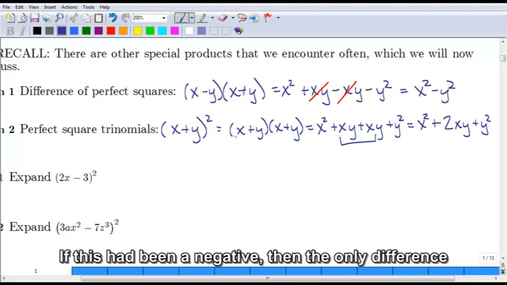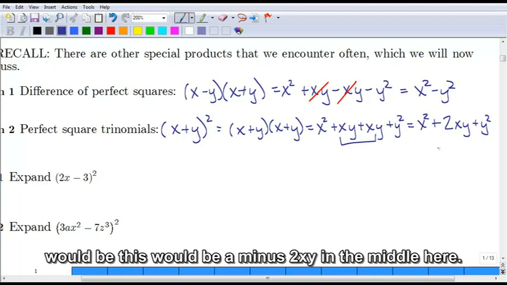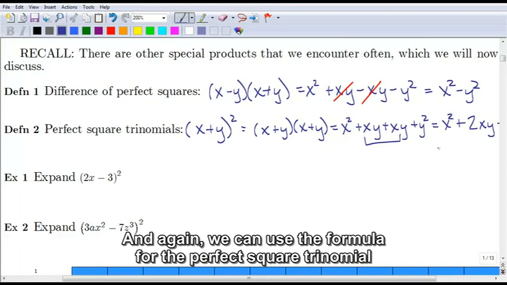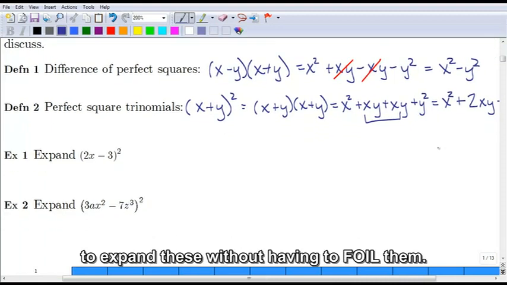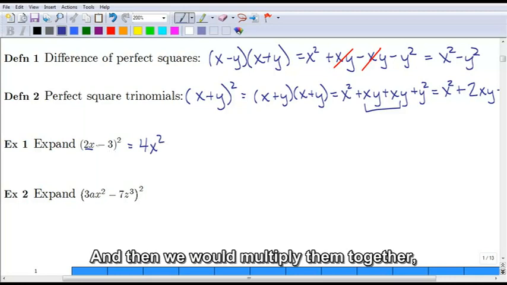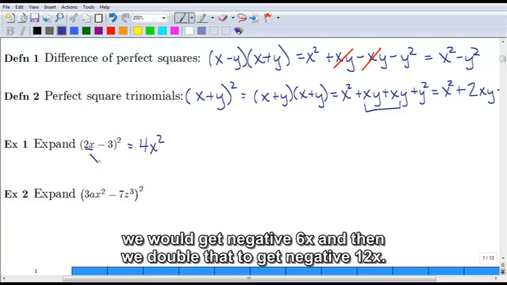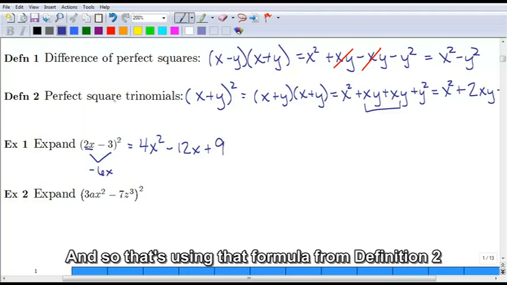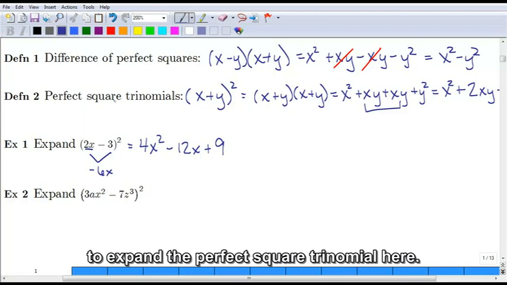If this had been a negative, then the only difference would be a minus 2xy in the middle here. So those are 2 common ones that we see. And again, we can use the formula for the perfect square trinomial to expand these without having to FOIL them. In this case, we would take the first piece squared, so the 2x, so we would have 4x squared, and then we would multiply them together, we would get negative 6x, and then we double that to get negative 12x, and then we square the last one, which is a plus 9. And so that's using that formula from definition 2 to expand the perfect square trinomial here.